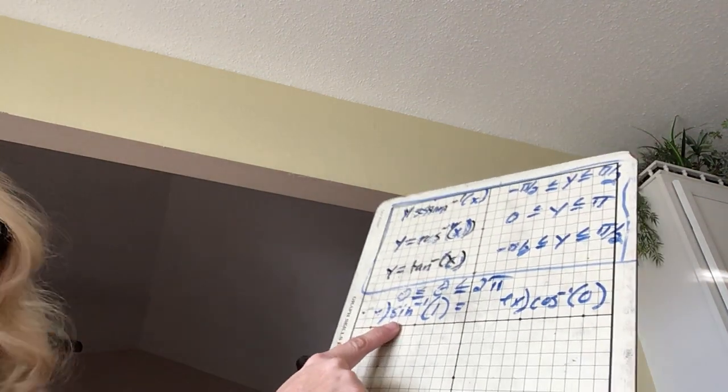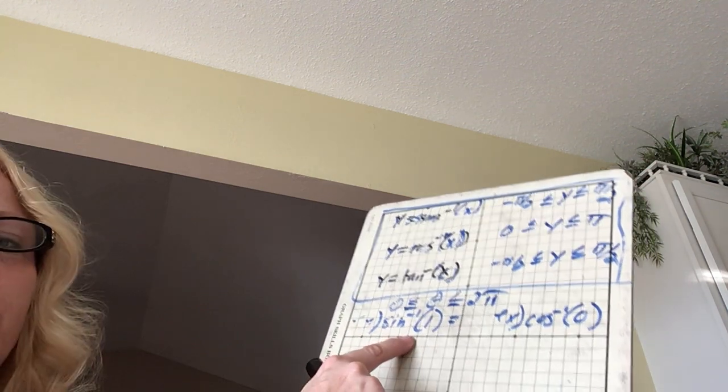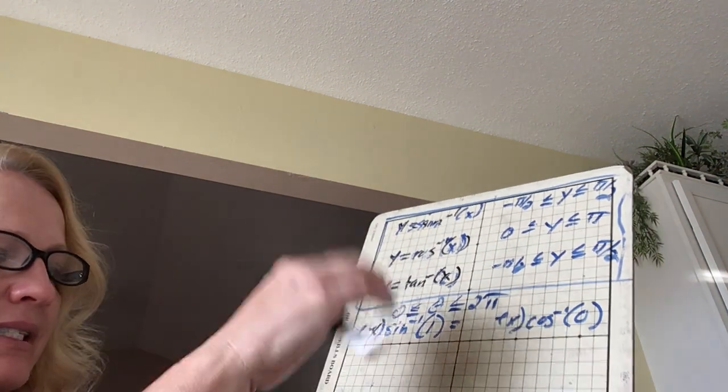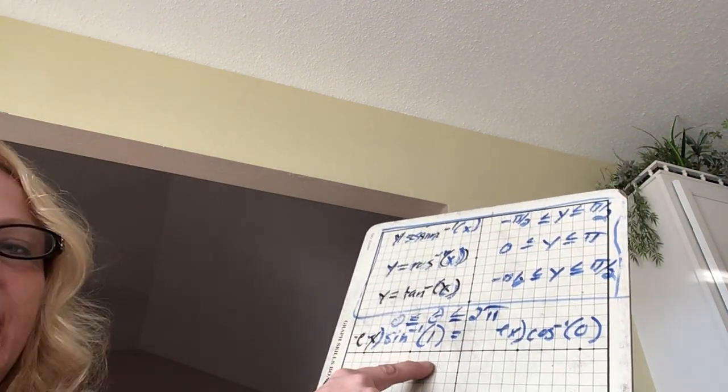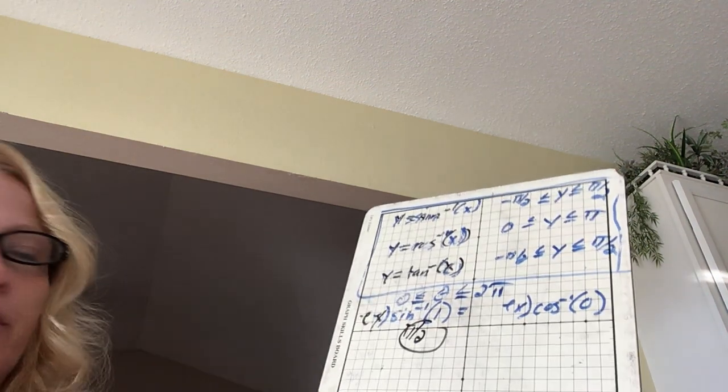Okay, so if I asked you to find angles between 0 and 2 pi, so sine inverse of 1. Where is sine equal to 1? Well, in this case, it's a quadrantal angle, and the only answer is pi over 2.